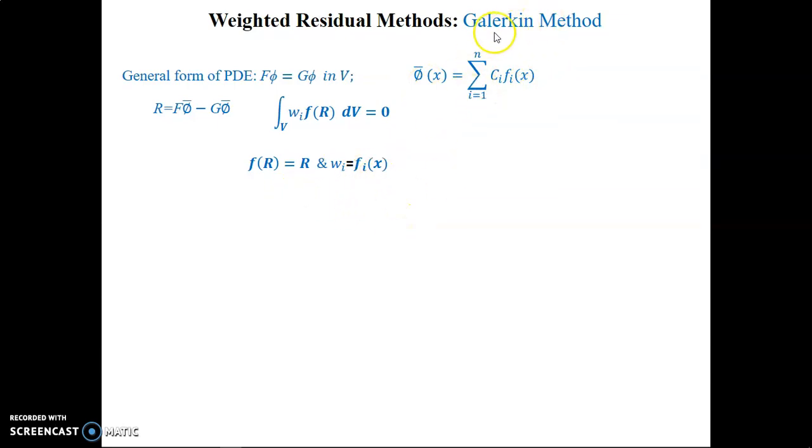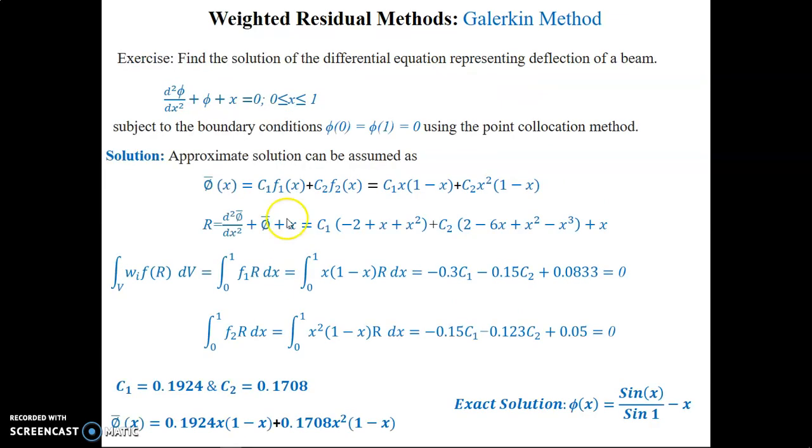Now let us apply the Galerkin method to the same numerical problems we have discussed in the case of point collocation and subdomain collocation method. So here we have the same partial differential equation representing the deflection of a beam, the same boundary conditions. So we will get the same approximated solution of the field variable.